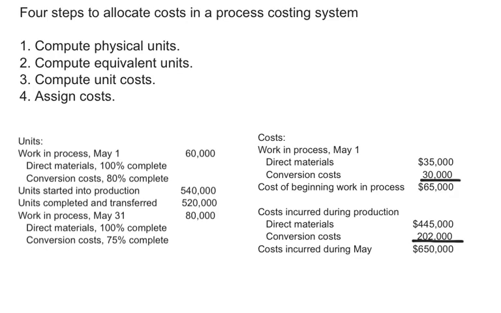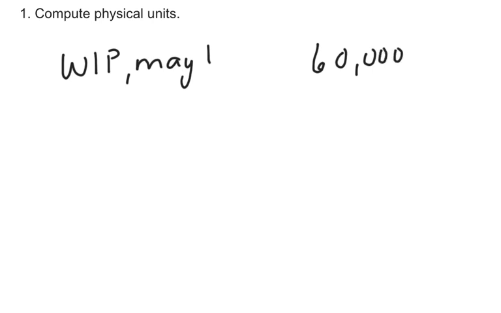And I'll flip back and forth for you so you can be reminded of the data that we're given. They gave us a lot of this information about units, and that's where we're going to pull to get our physical flow of units to figure out exactly what happened. So let's look. We started out with 60,000 in beginning inventory. So let's just put, I'm going to shortcut work in process with just WIP, May 1st. Alright, we started out with 60,000 units. So we'll put that over here.